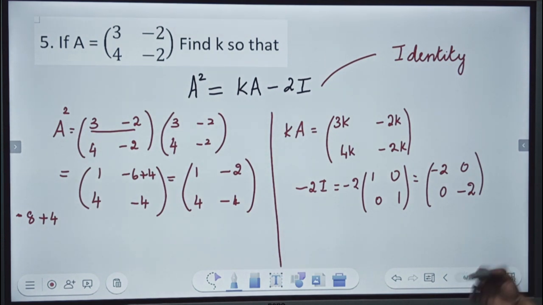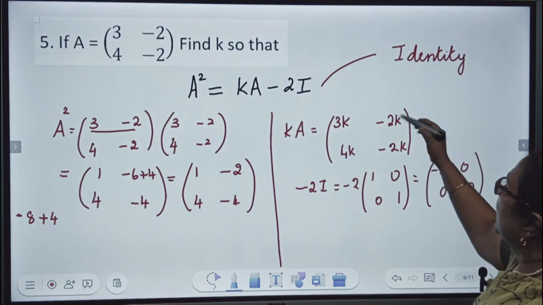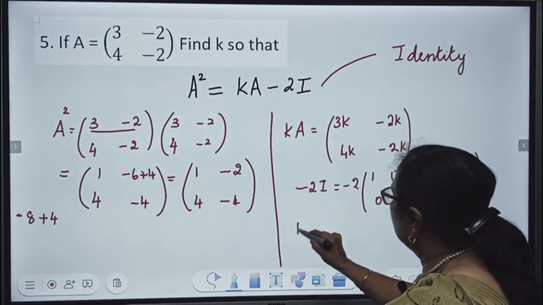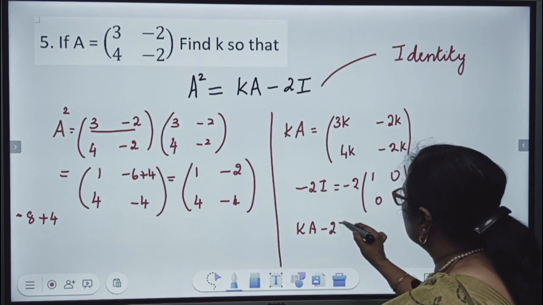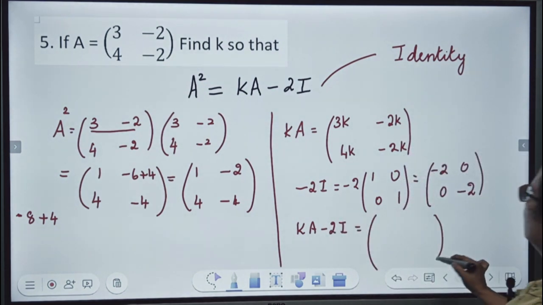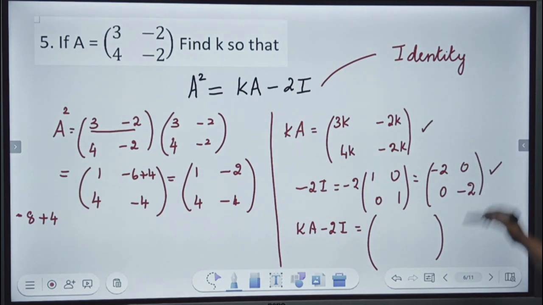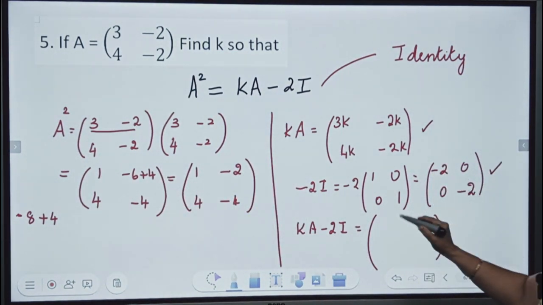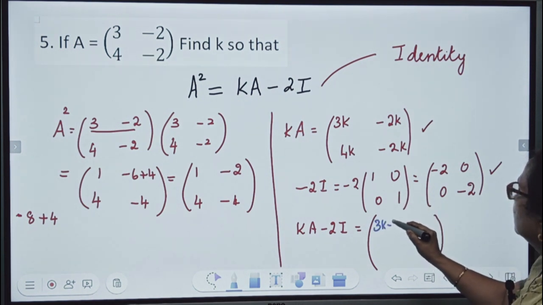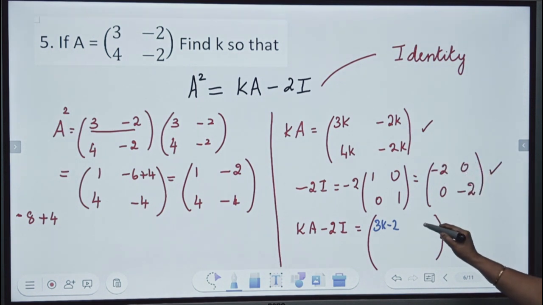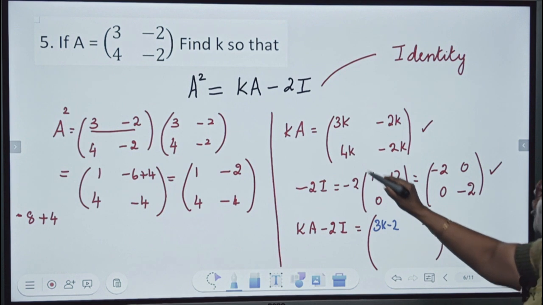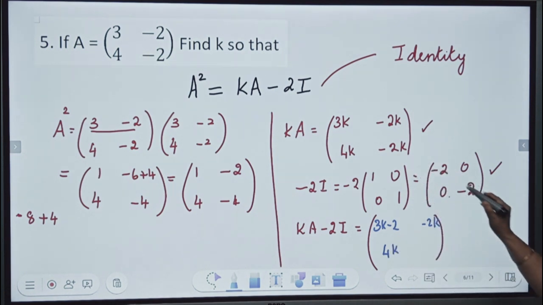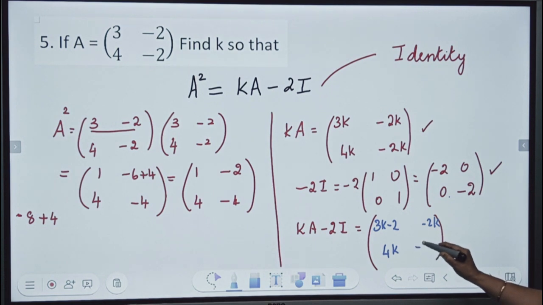Now, what is Ka minus 2I? Ka minus 2I is the addition of Ka with minus 2I. So this is my Ka and this is my minus 2I. When I am adding, what will I get? 3K minus 2, minus 2K plus 0 is minus 2K. 0 plus 4K is 4K. Minus 2K, adding with minus 2 will give you minus 2K minus 2.